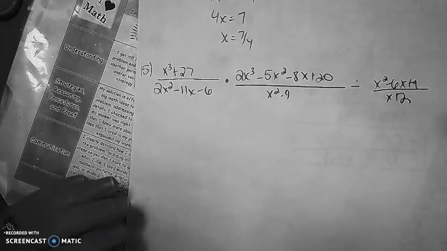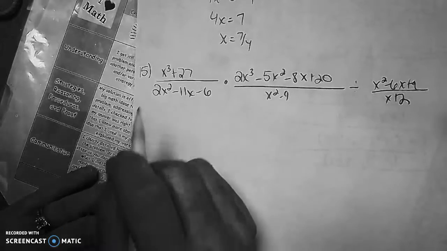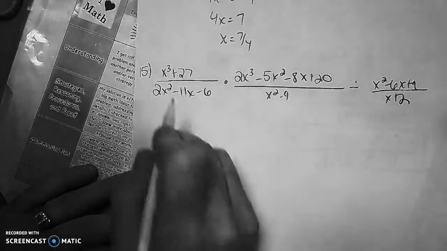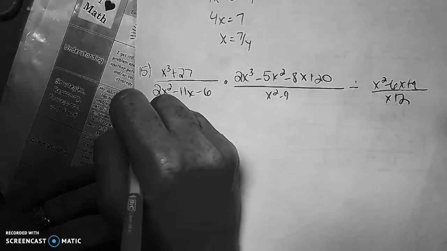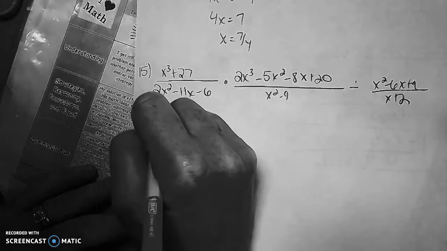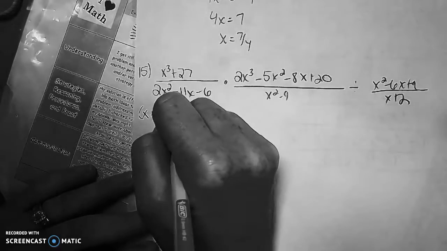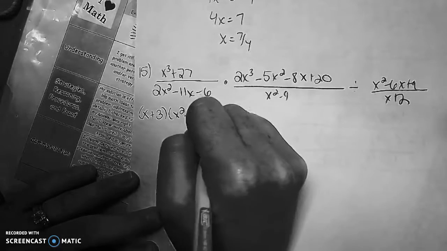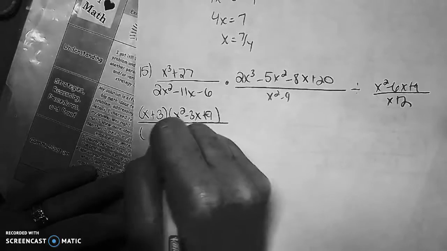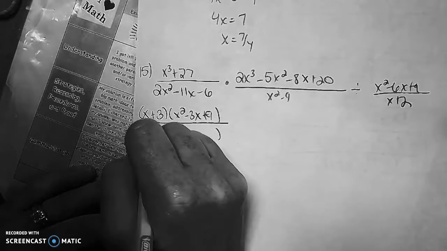Some of you asked if I could factor number 15. So let's just start on our first fraction here. And I see I have a sum of cubes, so I can use the word SOAP, same, opposite, always positive. X plus 3, x squared minus 3x plus 9. And in the denominator here, I have trial and error.